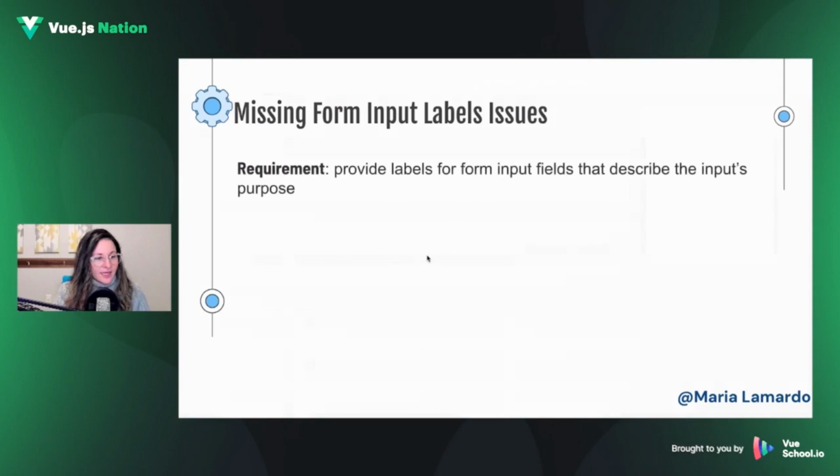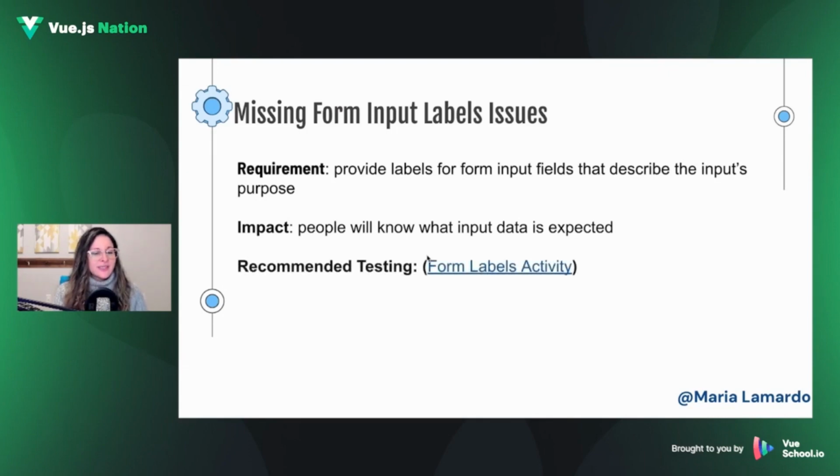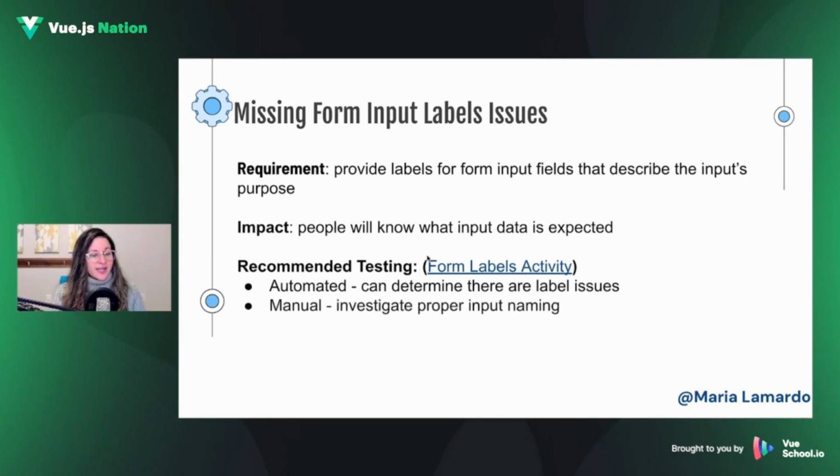Next, let's talk about missing form input labels. The requirement here is to provide labels for form input fields that describe the input's purpose. The impact is that people will know what the input data is. And though automated tests can catch missing label issues, you also want manual tests to make sure that you have proper naming. And here are some good resources for it.